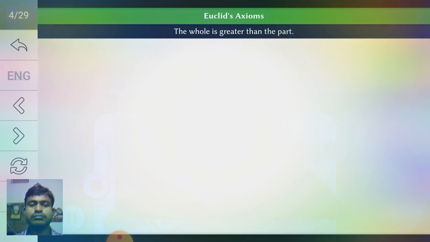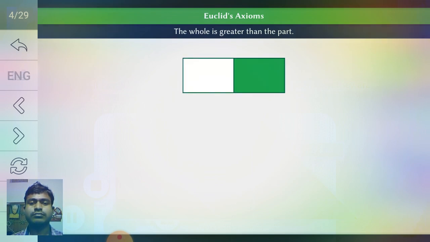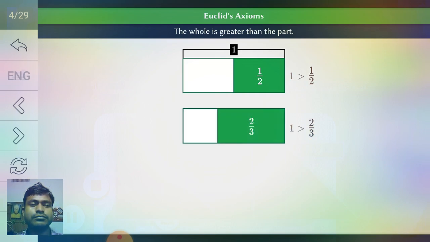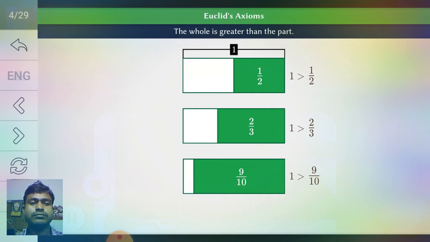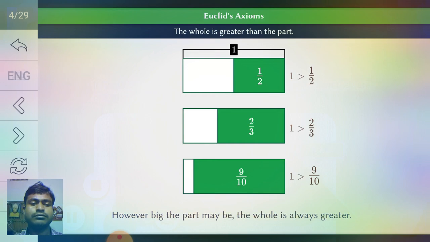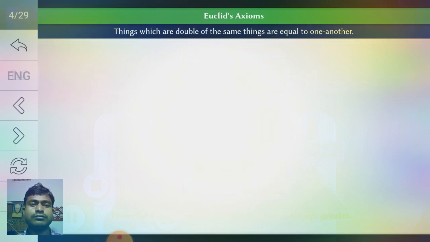The whole is greater than the part. Consider this rectangle. If the shaded part of the rectangle represents half, the full rectangle represents 1. 1 is greater than half. Even if the part's size is increased to, let's say, 2/3 or 9/10, its size comes closer to the whole, but never becomes equal. In general, however big the part may be, the whole is always greater than the part.